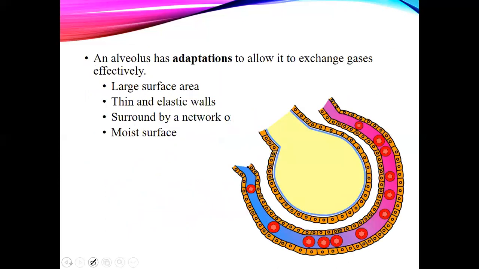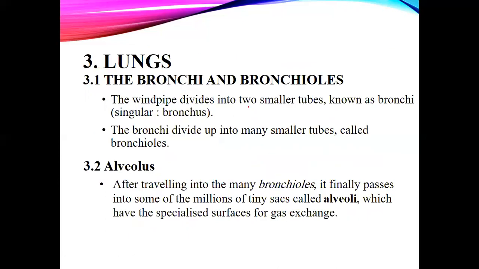Now the next one is the lungs. The lungs are actually two, and the lungs are subdivided into the bronchi. The windpipe divides into two smaller tubes known as the bronchi. The singular is called bronchus, and the bronchi divide up into smaller tubes called the bronchioles. The alveolus: after traveling through the many bronchioles, air finally passes into some of the millions of tiny sacs called the alveoli, which have a specialized surface for gas exchange.